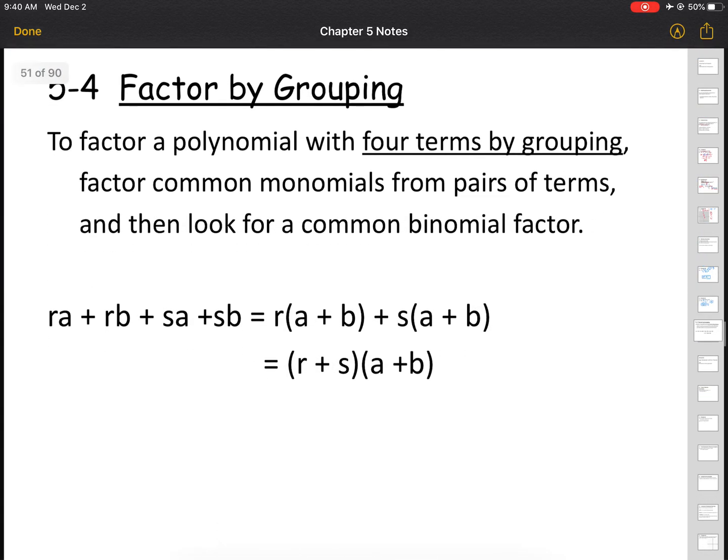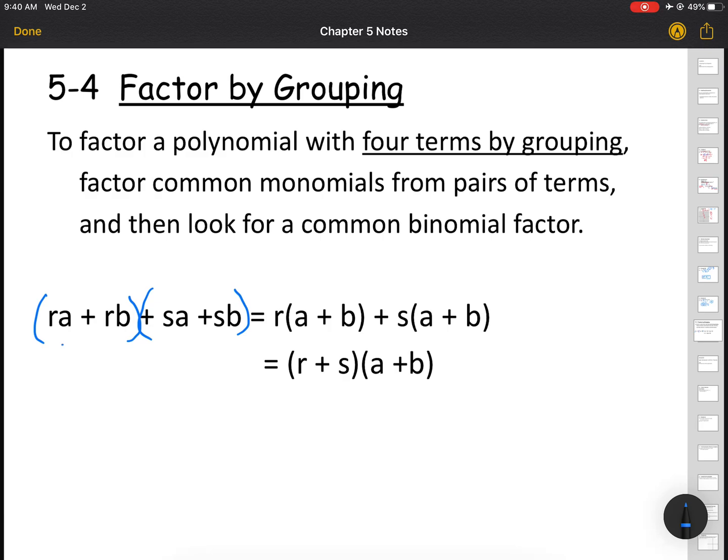The next thing we're going to talk about is how we can factor by grouping. To factor a polynomial with 4 terms by grouping, factor common monomials from pairs of terms, and then look for a common binomial factor. So for example, here we have some letters representing integers, along with some variables. To factor by grouping, we always try to group, and I like to put parentheses around the first 2 and then the second 2.